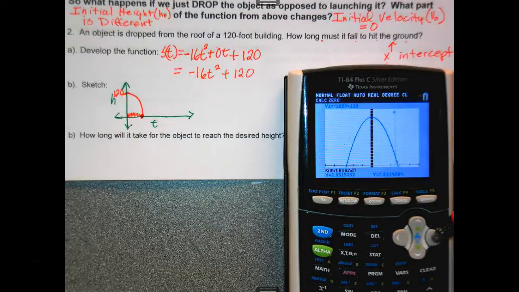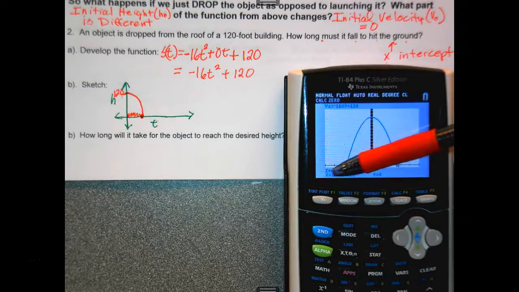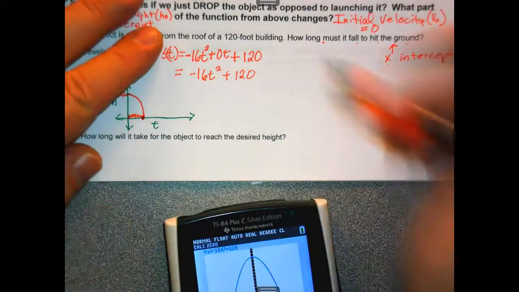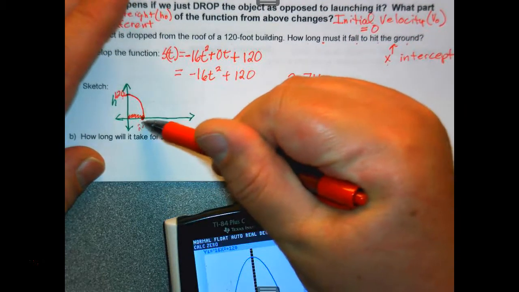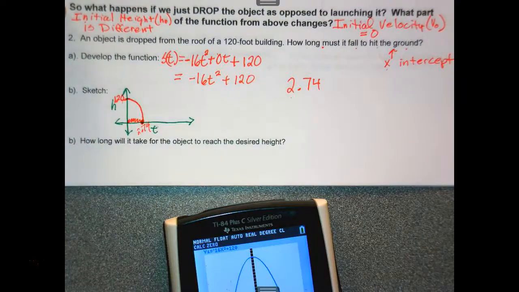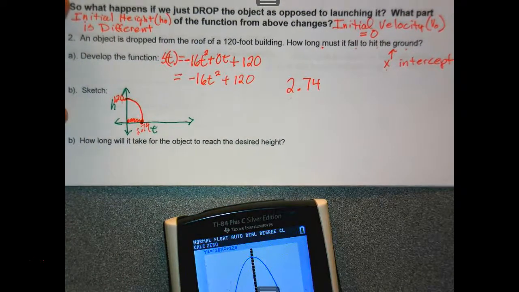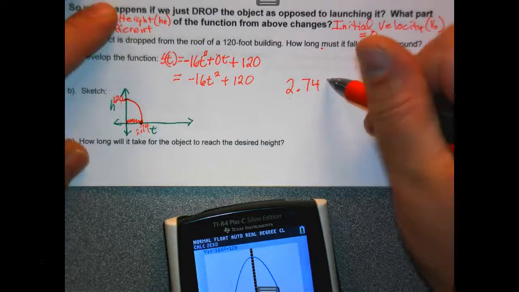Now it's asking me, are you to the right of that? Well, you have to go underneath there. So I'm going to hit enter. And it's asking me, do you want to guess between those two bounds of where that x-intercept is? And I want to hit yes, enter again. And it's telling me, well, that point is at 2.74. So this intercept is at 2.74, which means it took 2.74 seconds to get there.